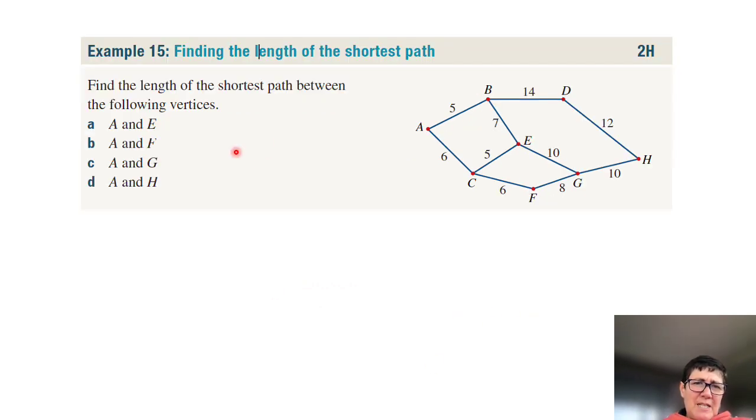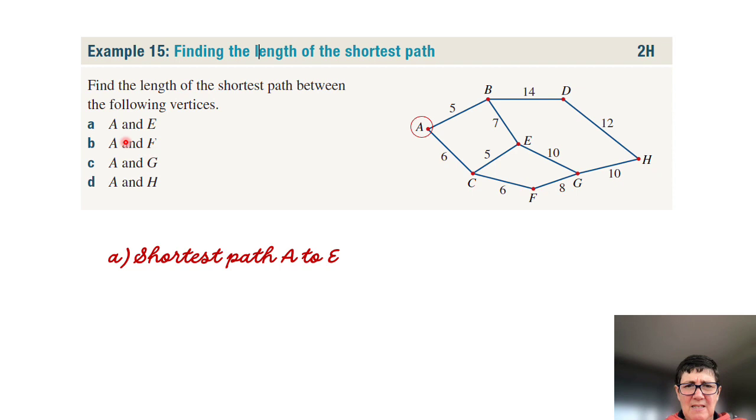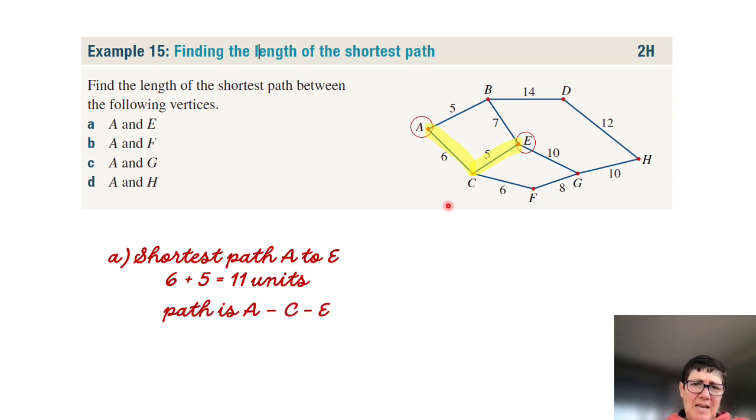Example 15 from your textbook. Find the length of the shortest path between, we'll start off, A and E. So the shortest path A to E, there's A, there's E. Just a quick look, I can go 6, 5, or I can go 5, 7. So 6, 5 is shorter. So 6 plus 5 is obviously 11 units. And the path is, we say, A to C to E.